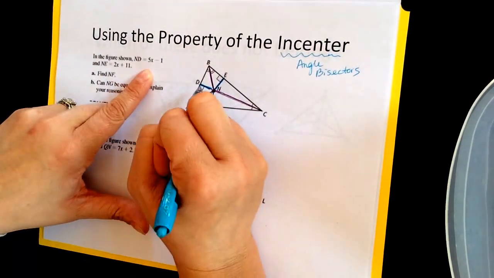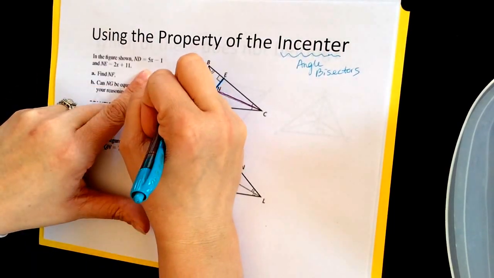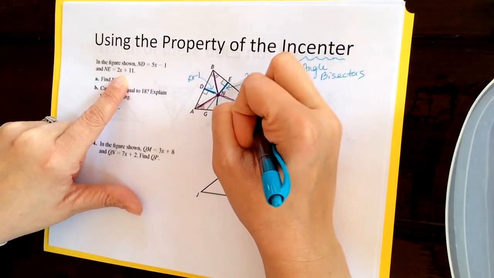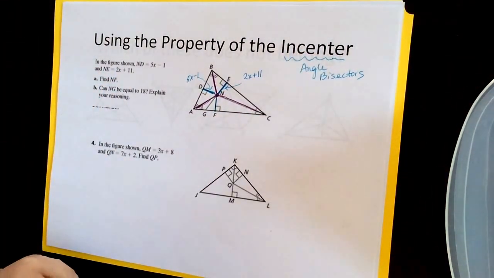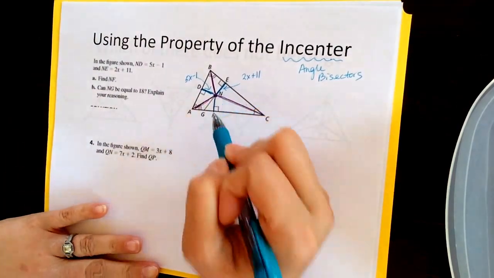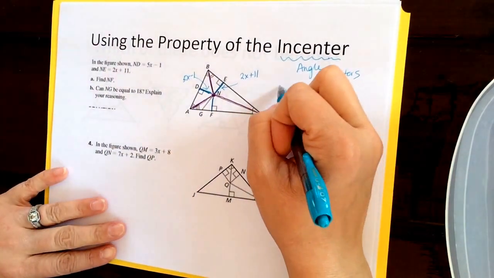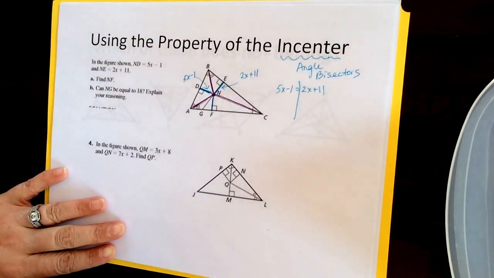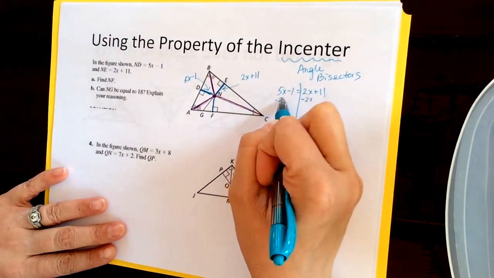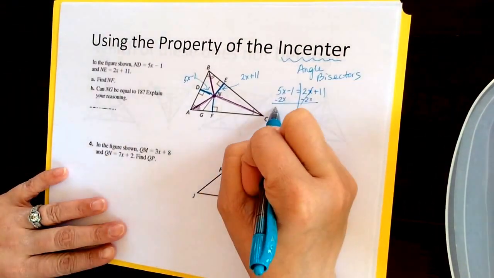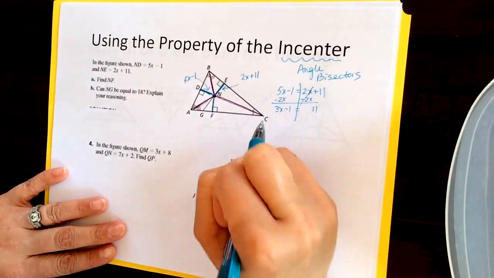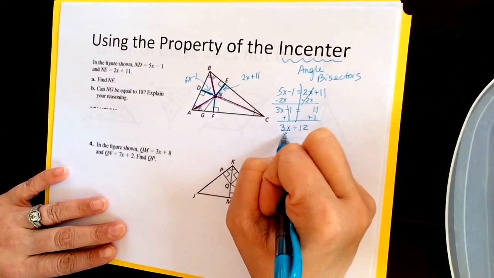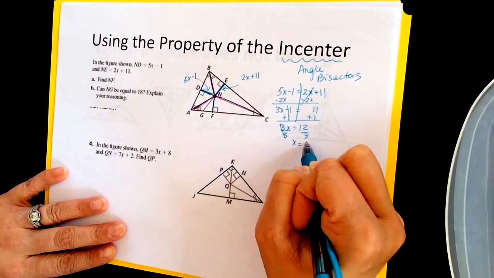So ND right here is 5x minus 1. And they tell me that NE is 2x plus 11. So we know that those are supposed to be equidistant, which means that they are supposed to be equal. So I'm going to set those equal to each other, and we're just going to solve this equation. Subtracting 2x from both sides. Adding the 1 over. We see that x equals 4.